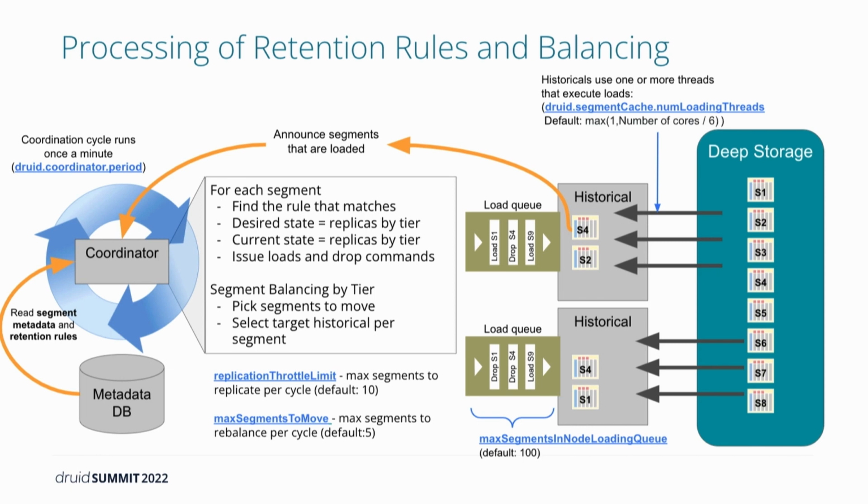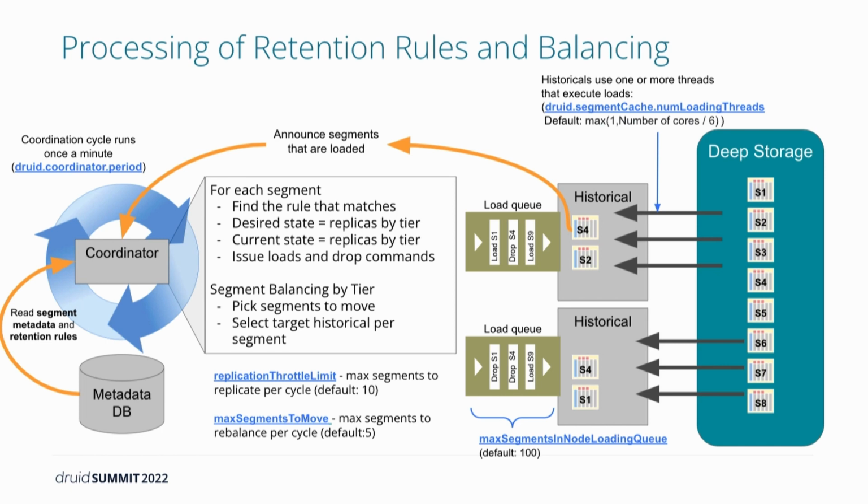Whenever historicals load a segment into their local cache, they will announce that they have completed that operation, and therefore that segment is available in that historical from that point on. And so they announce this. They usually announce this either through Zookeeper, that's a default, or they can announce it through HTTP to tell the coordinator and tell the brokers what data they have.